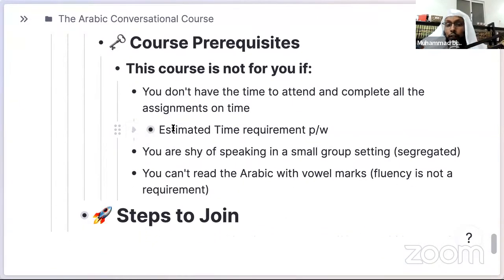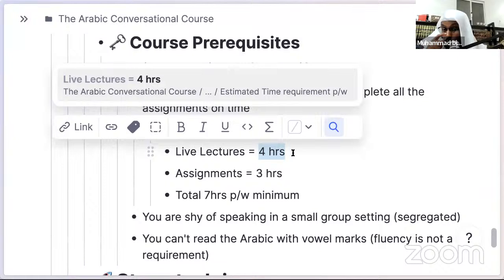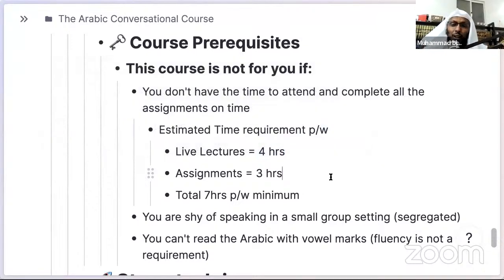Now, you might ask, what are the estimated time requirements? How much do I need to invest into this? I say to you, 4 hours at least for the live lectures and workshops, minimum. There are supplementary workshops that you can sign up for optionally if you want. And I would say roughly 3 hours for assignments.